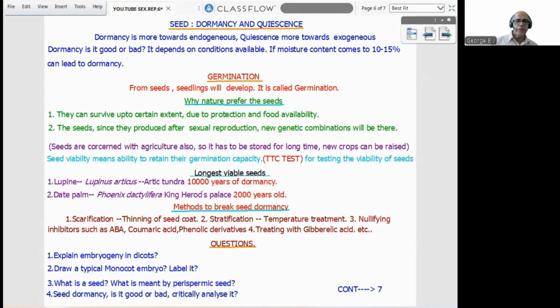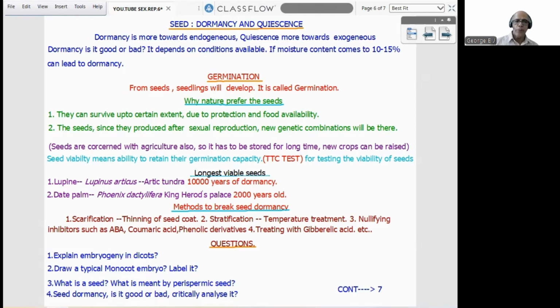For the longest viable seed, NCERT gives two items. One is lupin, Lupinus arcticus, from the Arctic tundra, with 10,000 years of dormancy. Then date palm, Phoenix dactylifera, concerned with King Herod's palace, 2,000 years old. These two are the longest viable seeds, keeping dormancy for a long time and then still able to germinate.